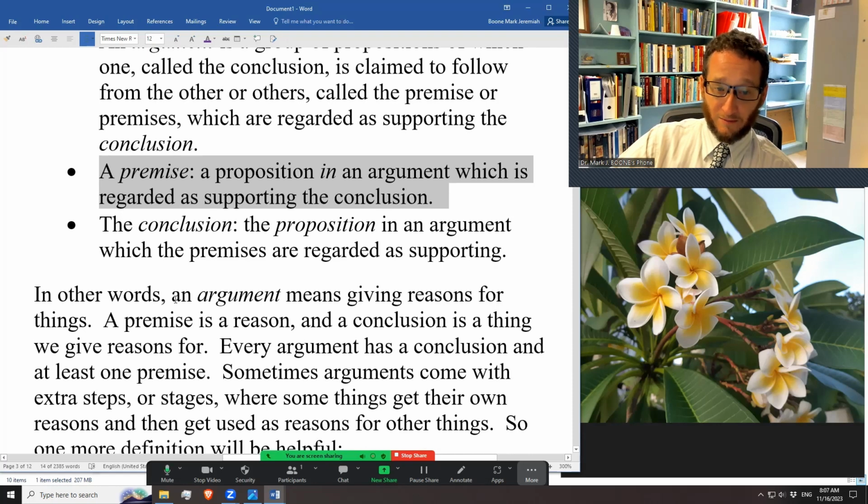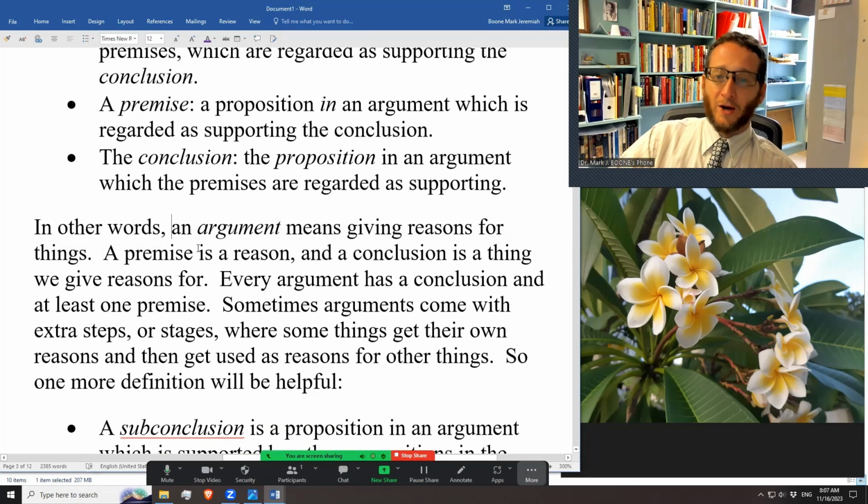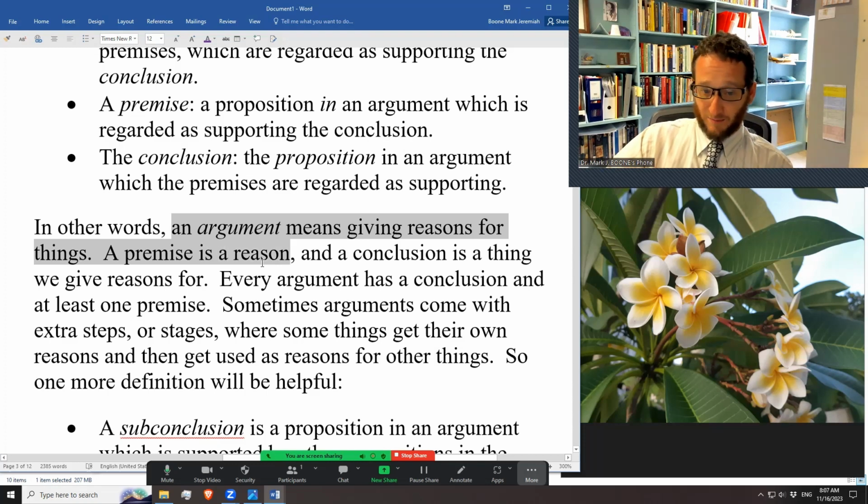In other words, here's the simpler description of what these words all mean. An argument means giving reasons for things. A premise is a reason. A conclusion is a thing we give reasons for. Every argument has a conclusion and at least one premise.